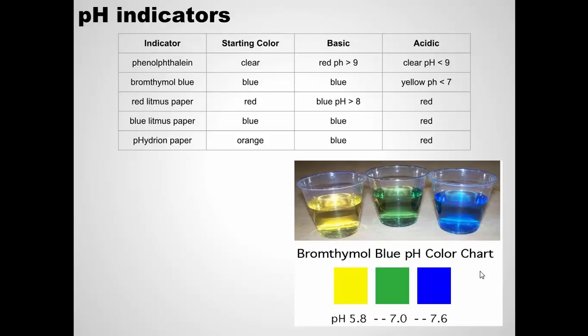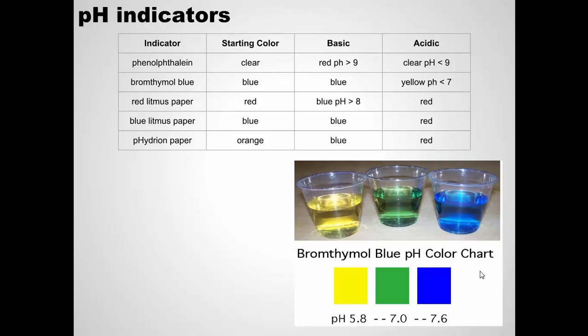So this is red litmus paper. Red litmus paper starts off red. When the pH goes above 8, when it becomes basic, it turns blue. Is basic always blue? Well, not always, but usually.